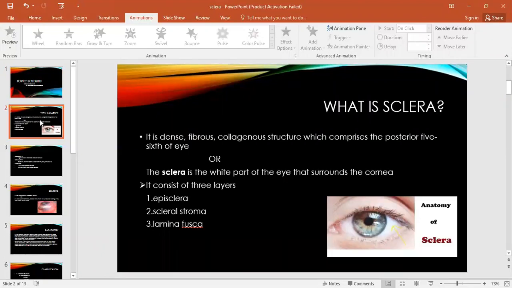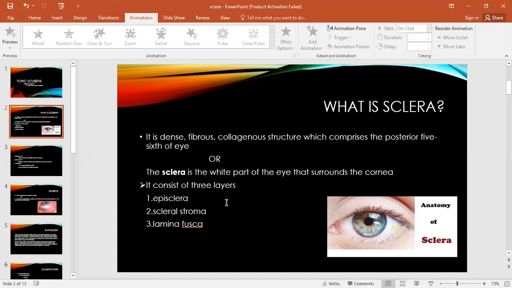Before I start my topic, first I will tell you what the sclera is. It is a dense fibrous collagenous structure which comprises the posterior 5/6 of the eye. The sclera is the white part of the eye that surrounds the cornea. In this picture, the whitish part that is clearly shown is the sclera, and this is the cornea. The part surrounding the cornea is the sclera.